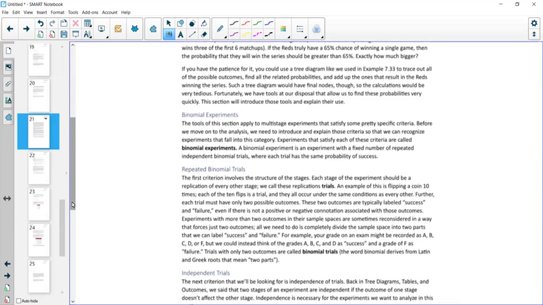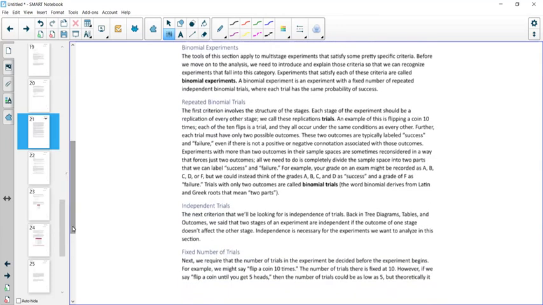By a binomial trial, we're talking about there are two possible outcomes, success or failure. Our first criterion involves the subject or the structure of the stages. Each stage of the experiment should be a replication of every other stage. We call these replications trials. An example of this is flipping a coin 10 times. Each of the 10 flips is a trial, and they all occur under the same conditions as every other. Further, each trial must have only two possible outcomes. Those two outcomes are typically labeled success and failure.